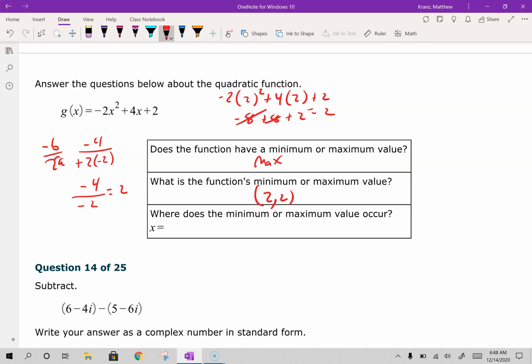Where does the minimum or maximum occur? Oh, I'm sorry. So this one just wants the y, and this one's the x.